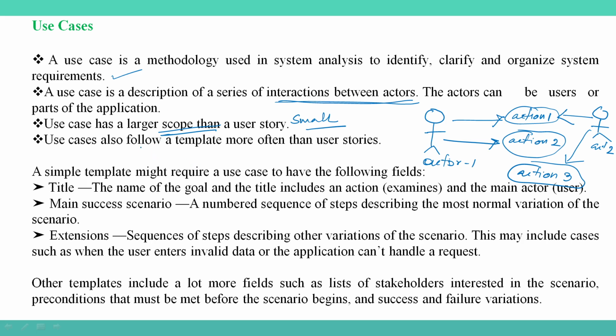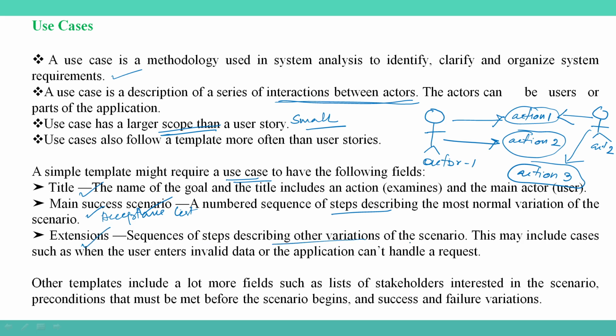A simple template might require the use case to have the following fields. So when you are writing a use case, we can have at minimum the following fields. One, the title, the name of the goal, and the title includes an action, and then the main actor. Then the main success scenario, which gives you the acceptance test. That is a numbered sequence of steps describing the most normal variation of the scenario. Then extensions, the sequence of steps describing other variations of the scenario.